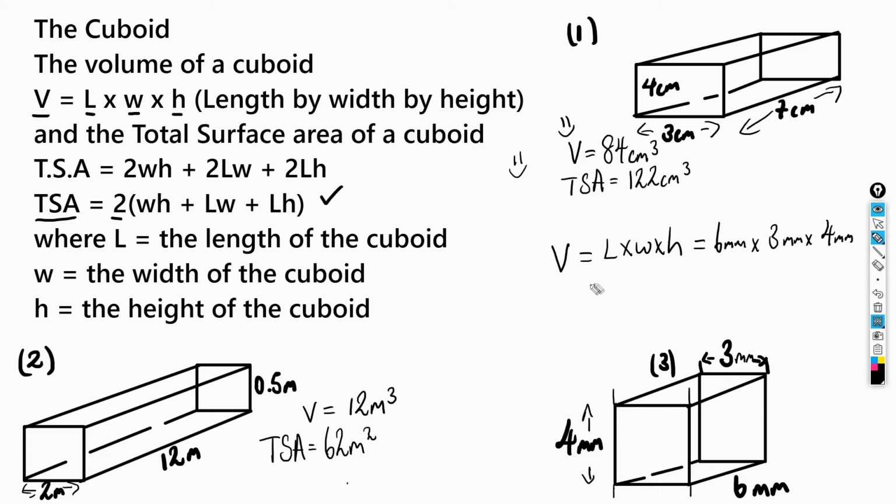Cool. So for the volume, we're going to end up with 6 times 3 gives us 18, and 18 multiplied by 4 should give us 72. All right. So we'll get 72 millimeters cubed.